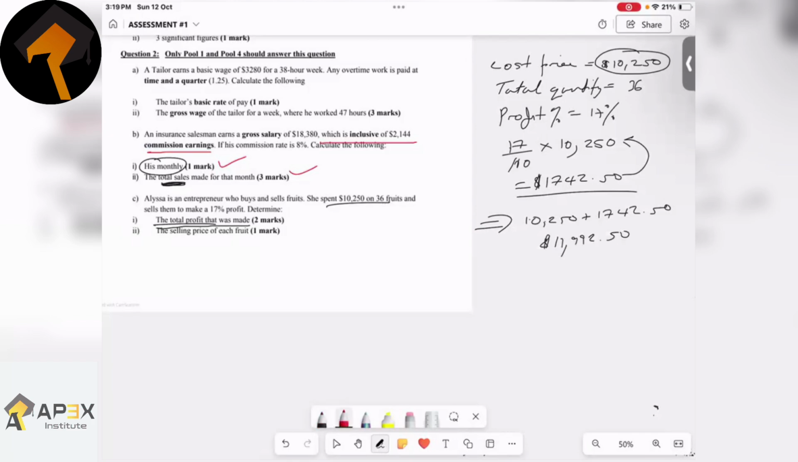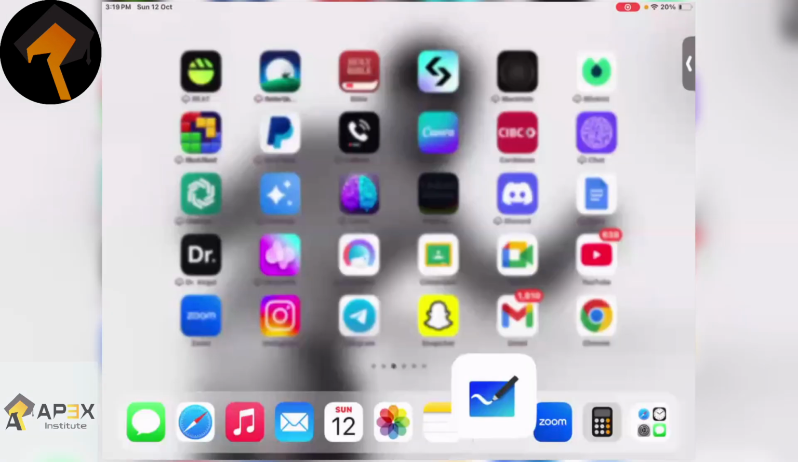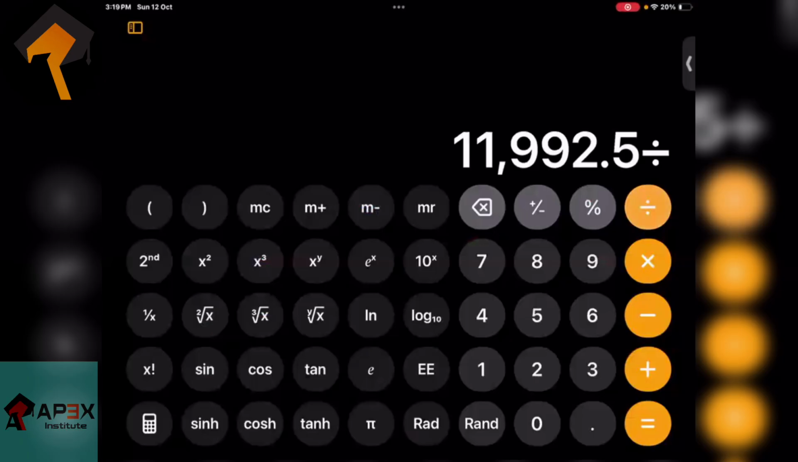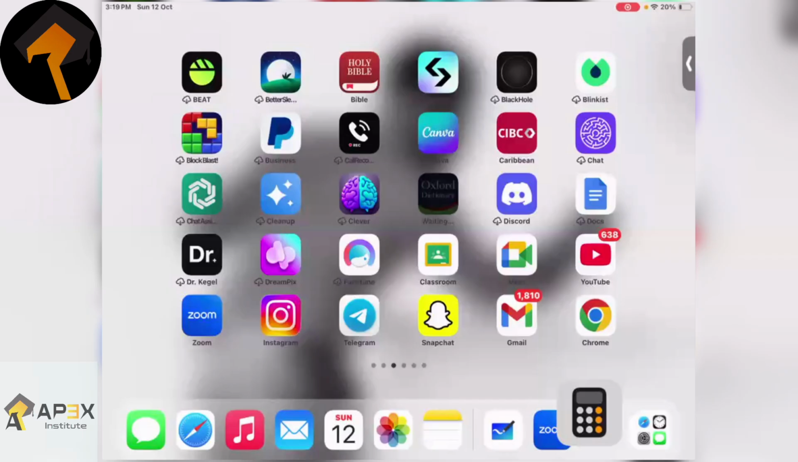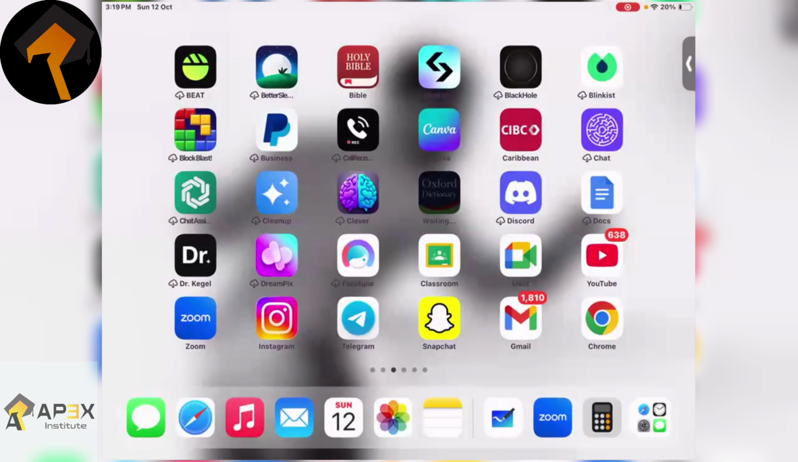All right. So this would have been the amount of money that she collected after selling back all 36 fruits. That is inclusive of her profit. So therefore, we can easily calculate that 11,992 would have been easily divided by 36 to get the price of one fruit. So I'm going to grab this and divide it by 36, and you would have seen that each fruit was sold for 333.13.